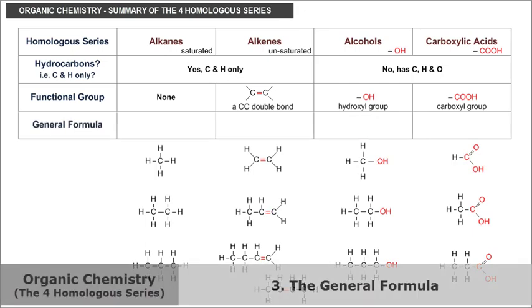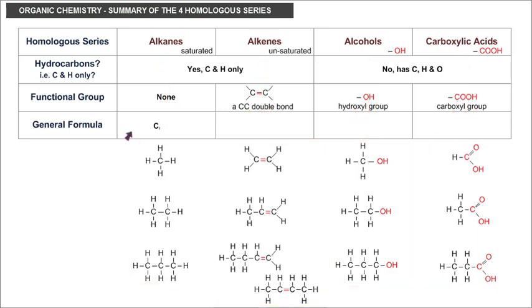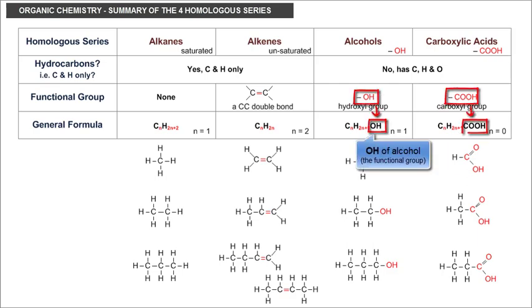Next, the general formula. Each homologous series has its own general formula, which is then used to derive the members of the series. For alkanes, it is CnH2n+2 with n starting from 1. Alkenes, CnH2n with n starting from 2, alcohols, CnH2n+1OH with n starting from 1, and carboxylic acids, CnH2n+1COOH with n starting from 0. For the alcohols and acids, note where the functional group is written in the general formula. That's the OH of the alcohol and that's the COOH of the acid.